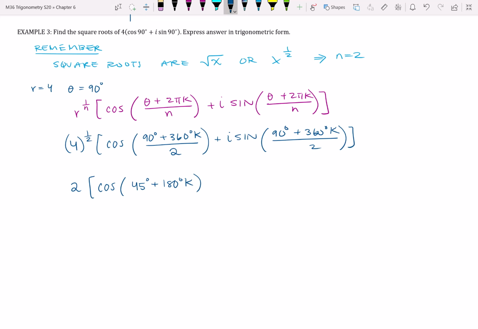And so all those angles were cut in half. And the same thing is going to be on this side, so plus i sine of 45 degrees plus 180 degrees k. So notice that it looks so much nicer now, and it's going to make it easier for us when we plug in values of k. So now let's go ahead and plug in values of k.